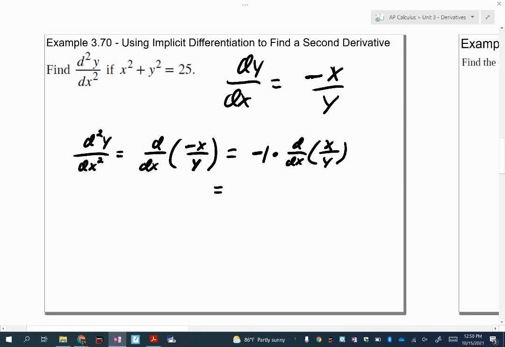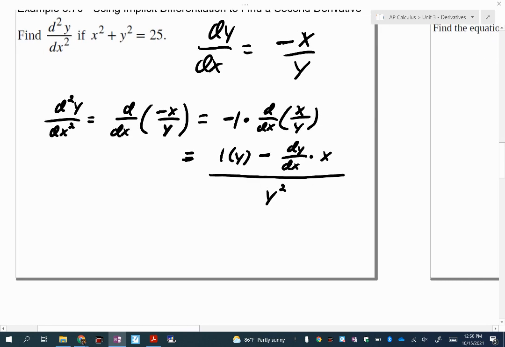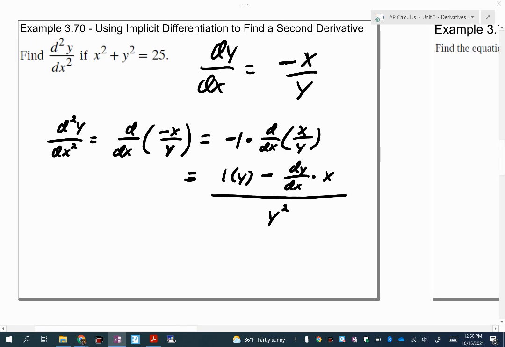Now, this is going to be the quotient rule. I have x over y. So the derivative of the numerator is 1 times the denominator, which is y, minus the derivative of the denominator, which is the derivative of y, is dy/dx, times the original numerator, which is x, all over y squared. Okay? Now at this point, I'm going to replace dy/dx, which is right here, with what it's equal to, which is the opposite of x over y.